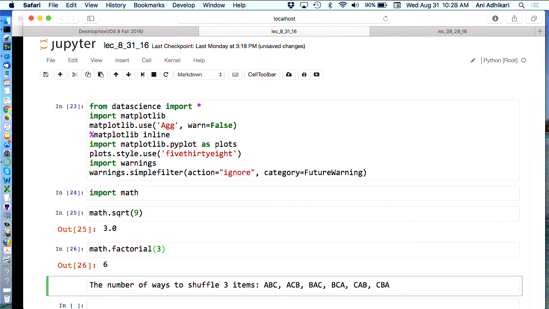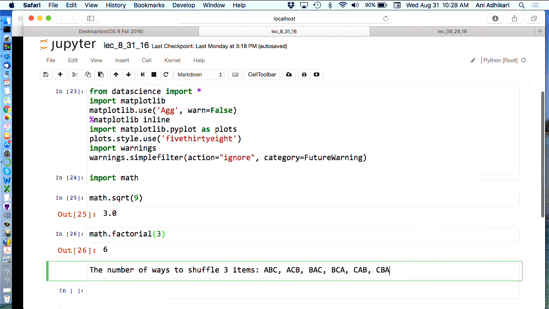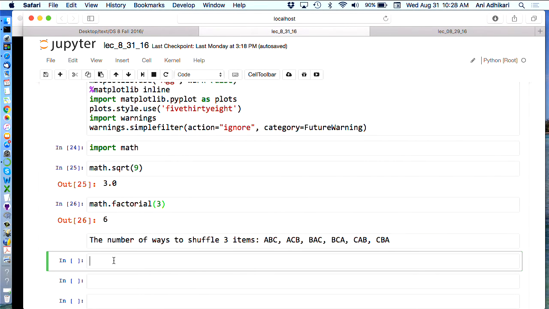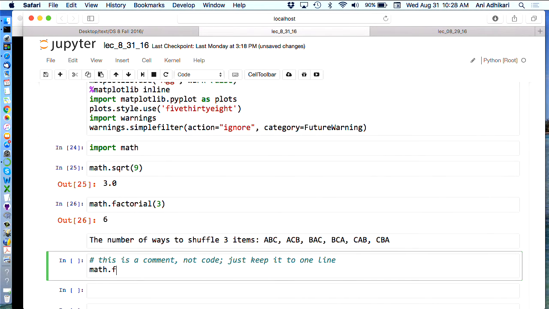Yes? 6 of them? Okay, now there's a fairly, very accessible math reason, but I'm not going to get into that. I'm just saying that the number of all possible shuffles of 3 items is obtained by math factorial 3, and I want to show you something, if you haven't seen it already. If you start a code cell by this, now I have code.